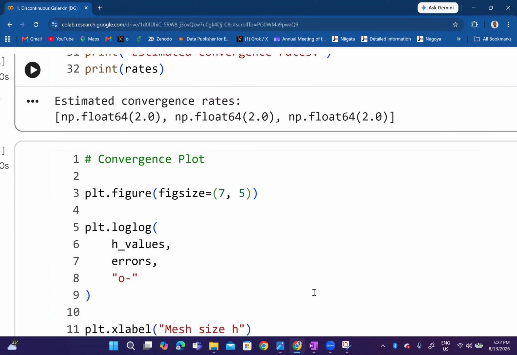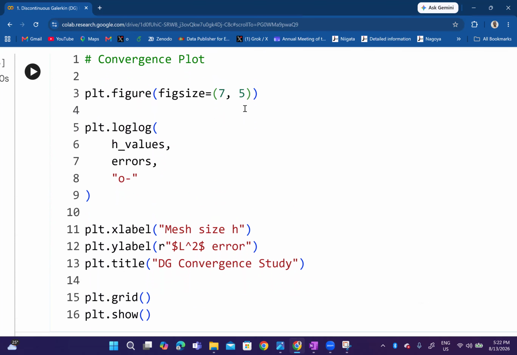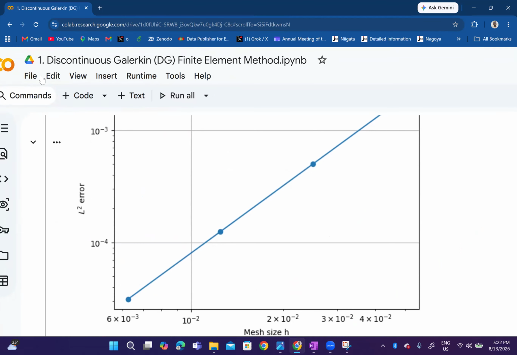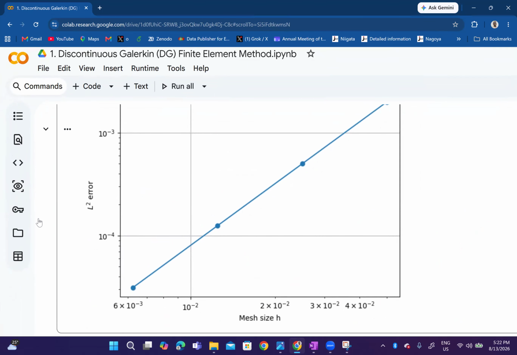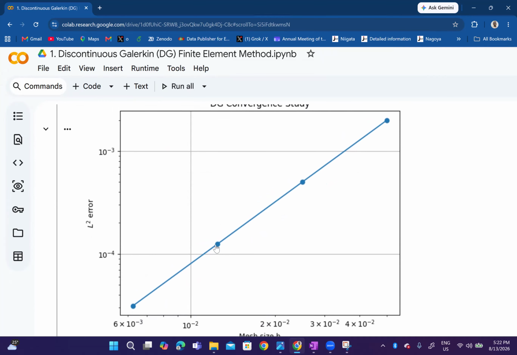Then you can plot the convergence plot. Let's use figure size 7 by 5. Then you have log of h values and errors, and then mesh size h and L squared error, DG convergence study. So these are the DG convergence study right here. Imagine as the mesh size becomes smaller, yeah, I think it's getting smaller, right? As it's getting bigger and bigger, the L squared error is increasing, like that.